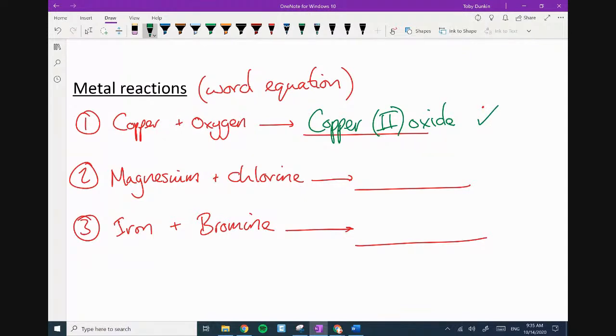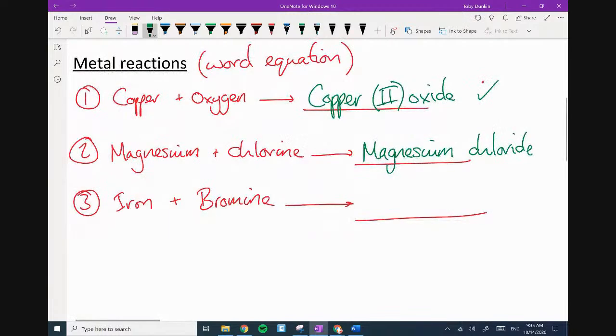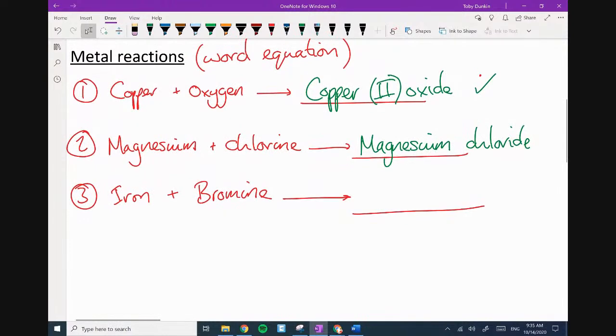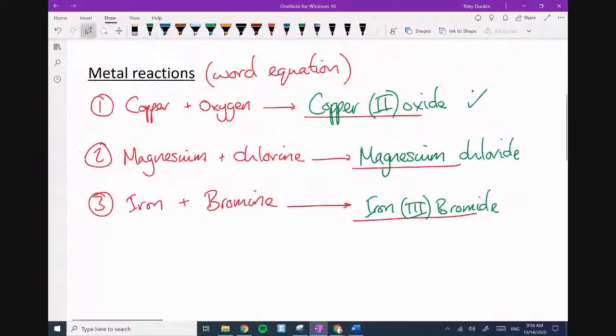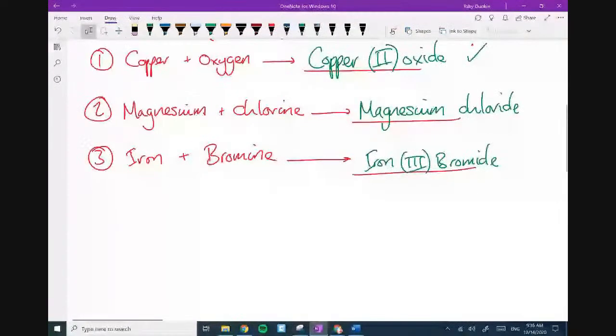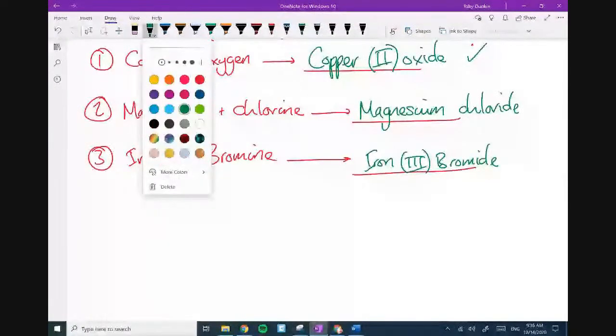Then we've got magnesium, and there does need to be a separation of the two names. Magnesium space chloride. It's really nice to see you guys getting all these right. I didn't write MgCl2 because we haven't done it yet. And then iron, I'm going to go for iron 3 in this case. Iron 3 bromide. You don't need the Roman numerals yet because we haven't done it, but it's nice just to mention and flag that they're going to be there. Okay, so these ones are the easy questions in terms of reactions.